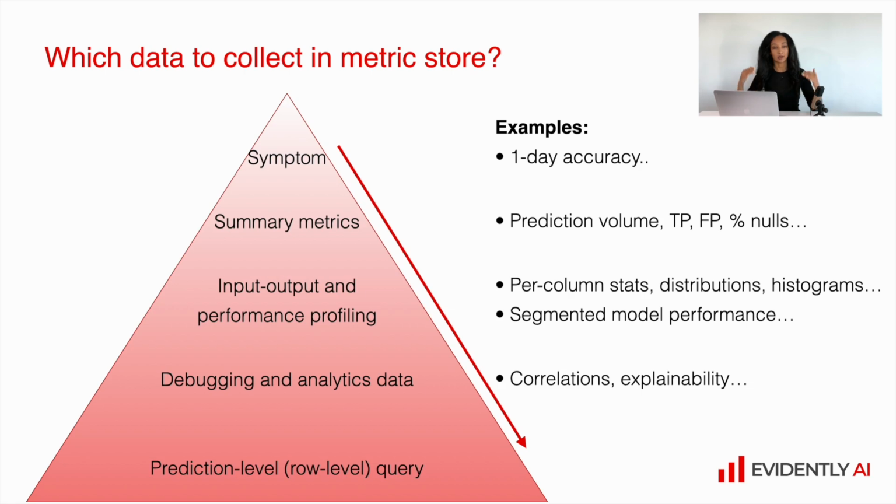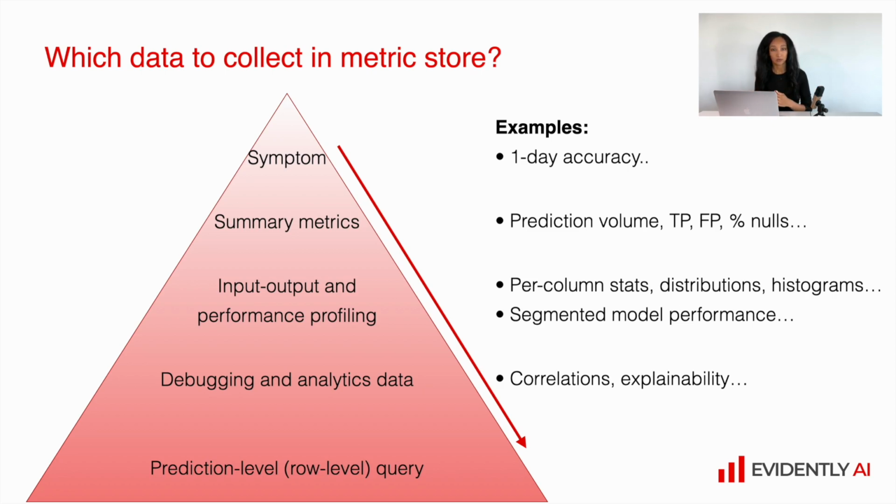Now let's discuss a hierarchy of the metrics which you might want to have. Basically, the hierarchy here starts from the symptoms. Those are metrics which help you to build an alert and figure out whether there are any issues with your model. Then you have some summary metrics which can provide you with additional context. Input, output, and performance profiling to give you more details. Finally, debugging and analytics data, and all this hierarchy is based on the raw data, prediction level data, which you can custom query. Let's take a look at the example.